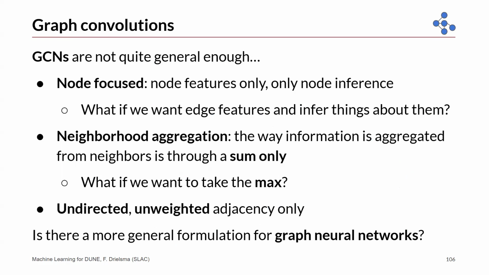The issue with these networks is that they are pretty limited. So they're node focused, which means you only look at node features. There's no information about the edges, for instance. So if you want to encode some information like this edge is a friendship, this edge is two colleagues or something like that, that is not something you can do with GCNs. Also, the way that the neighborhood aggregation is done is by just taking the sum of the features and dividing by the amount of connections. And that's something you might want to do differently, right? You might want to take the max feature coming from the neighborhood instead of taking the mean. And also, they use undirected and unweighted adjacency.